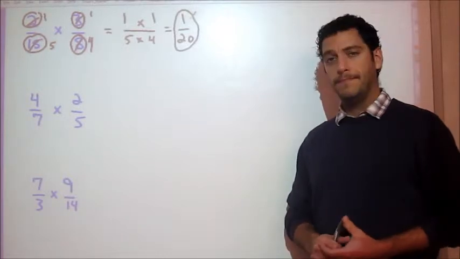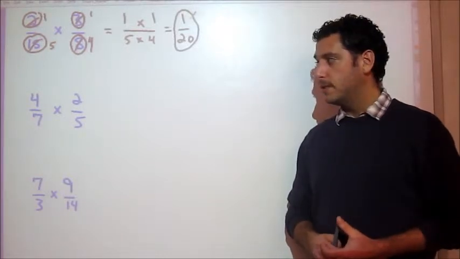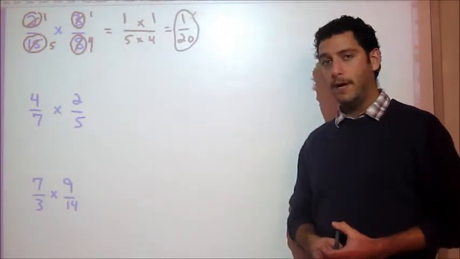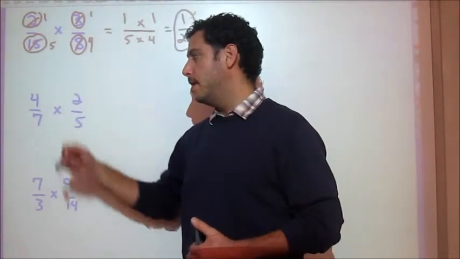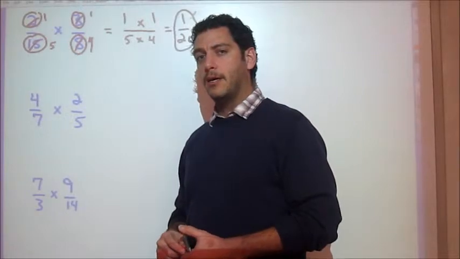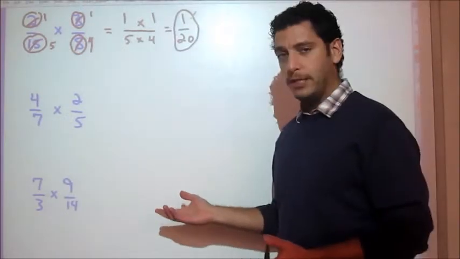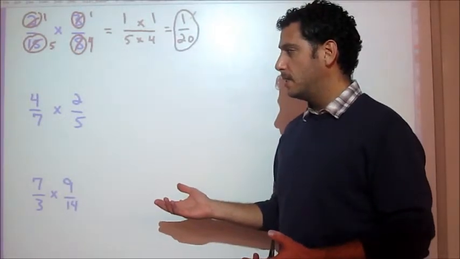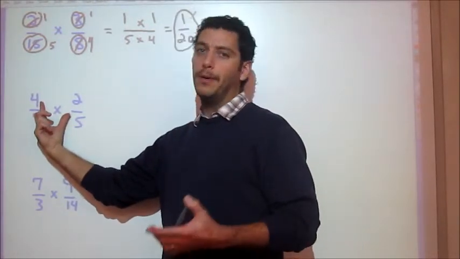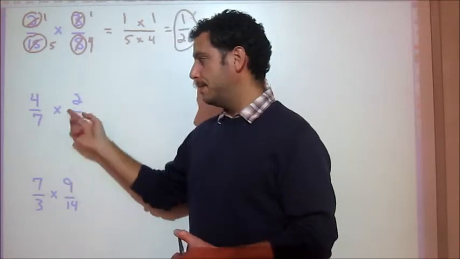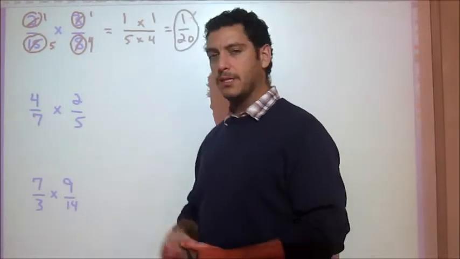How about the next question? 4 over 7 times 2 over 5. We can quickly check the opposite numbers, see if we have any common factors. And it looks like we don't. In fact, these two numbers actually have a common factor of 1, but that doesn't actually help us simplify them any further. Looks like they're already simplified.